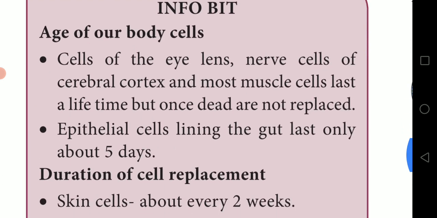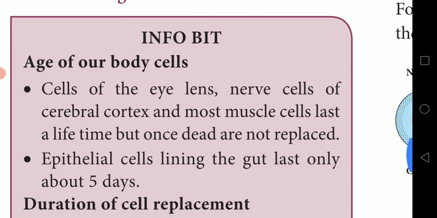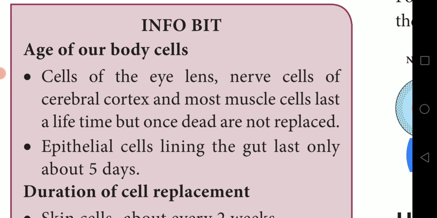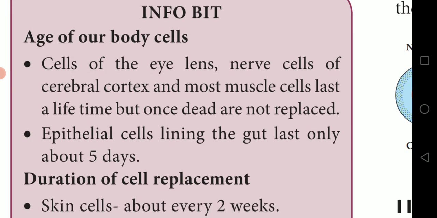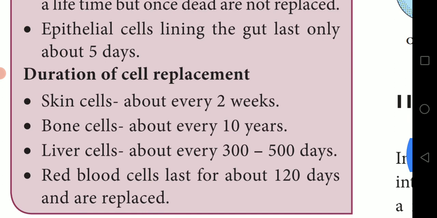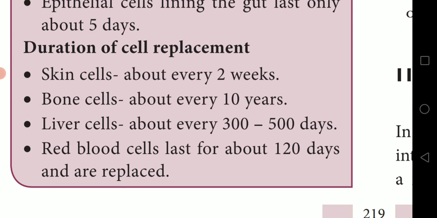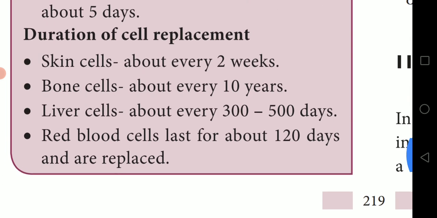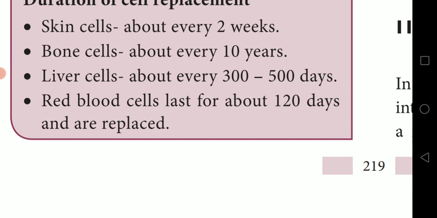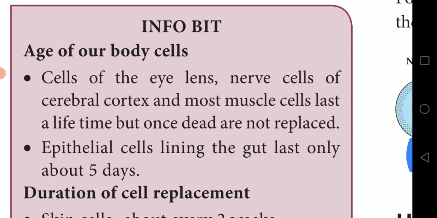Next, there is a small information bit they have given. You can go through. Age of our body cells. Cells of the eye lens, nerve cells of the cerebral cortex, and most muscle cells last a lifetime, but once dead are not replaced. Epithelial cells lining the gut last only about 5 days. The durations of cell replacement you have to learn. Skin cells about every 2 weeks. Bone cells about every 10 years. Liver cells about every 300 to 500 days. Red blood cells last for about 120 days and are replaced. So these are the small information bits.